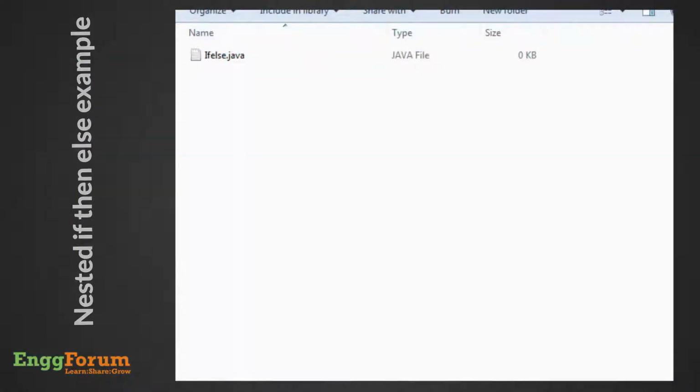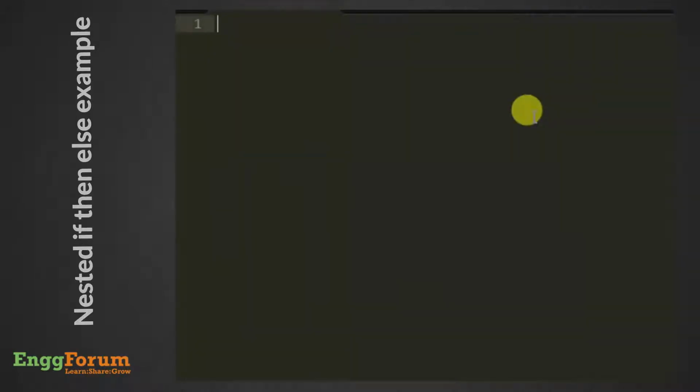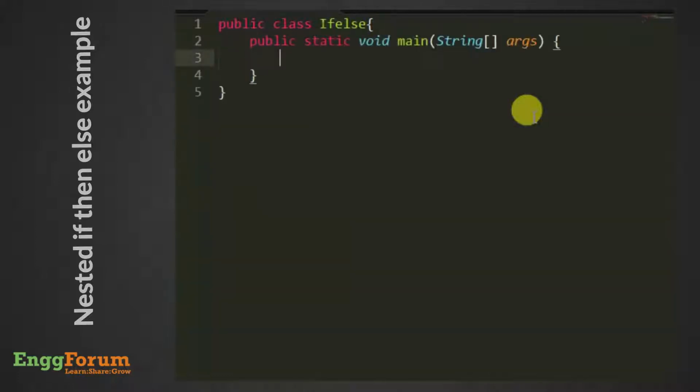Now, let's start a new Java program. Create a class if-else. Declare variables num1 and num2 of type integer inside main method. Next, initialize value 10 for both num1 and num2.